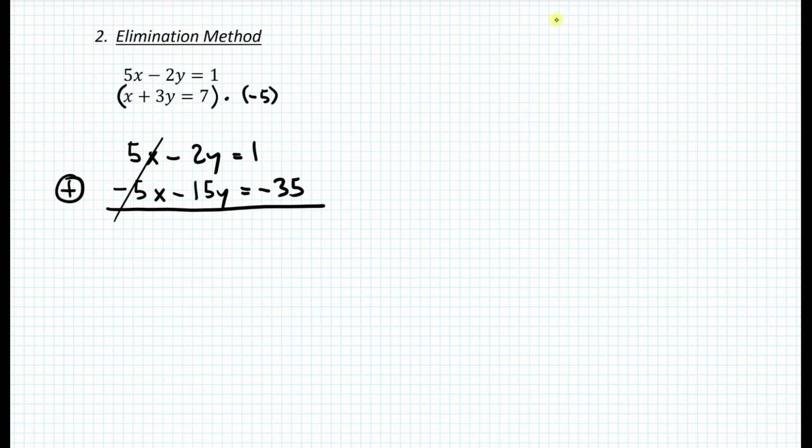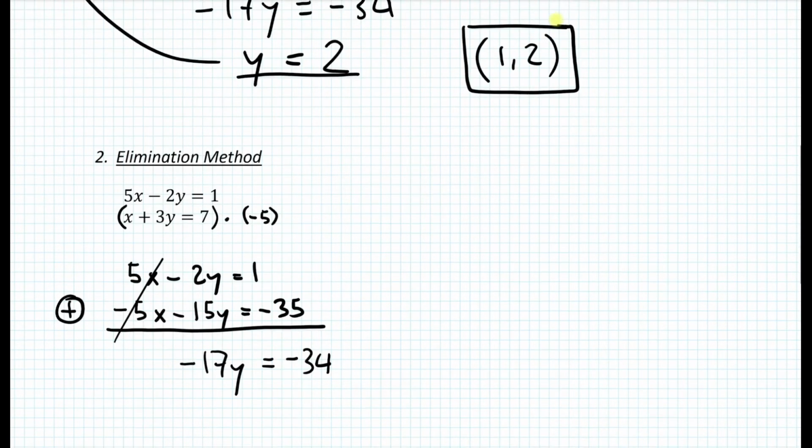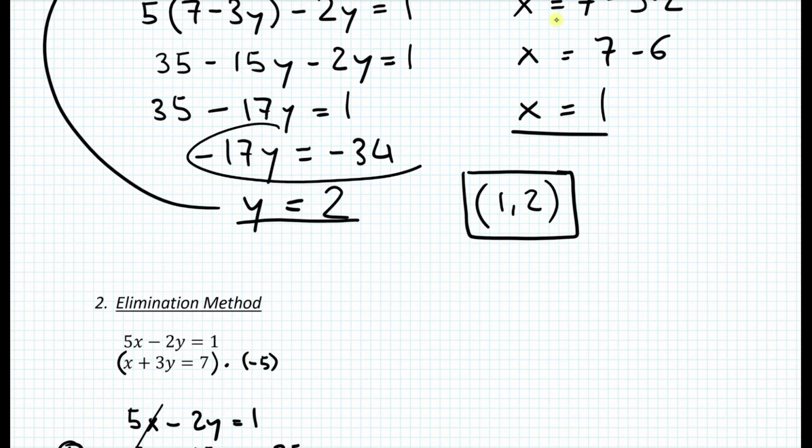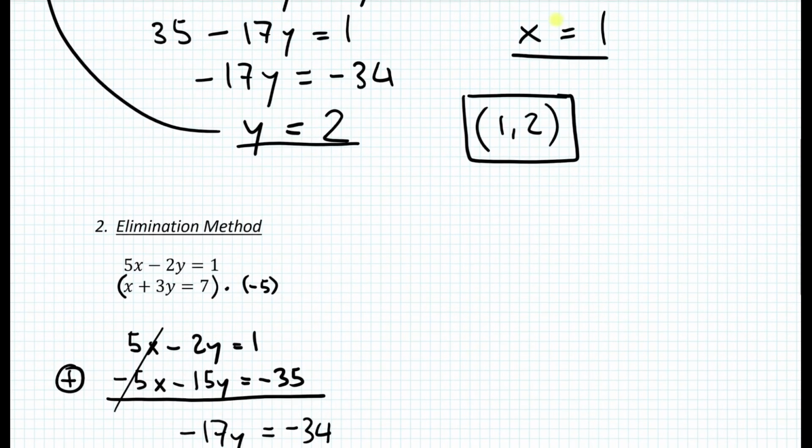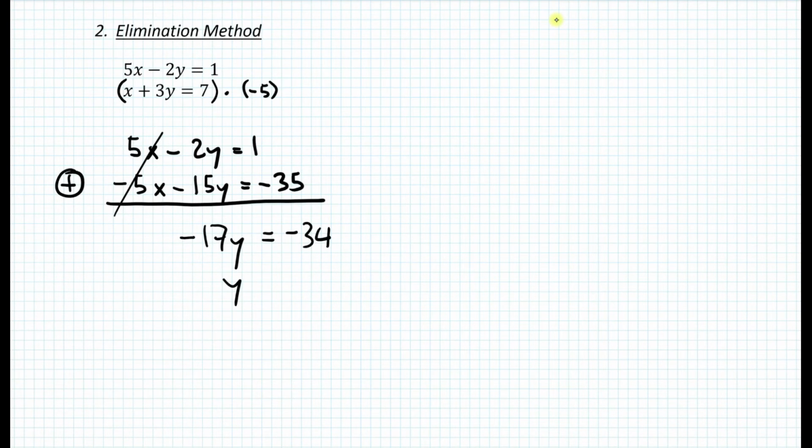Now when you add -2y and -15y, you have -17y equals, and now you have 1 minus 35 is -34. Does this look familiar? Yes, we had the same exact equation over here where we used the substitution method. So now you solve for it and you end up with y is equal to 2.